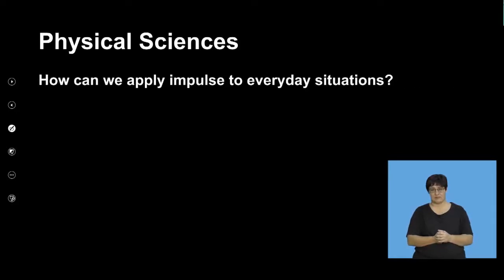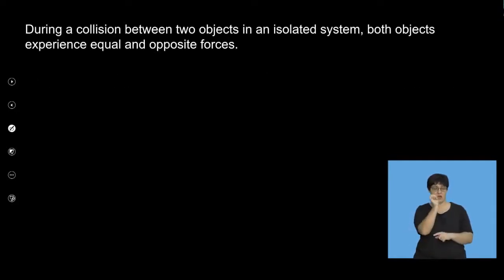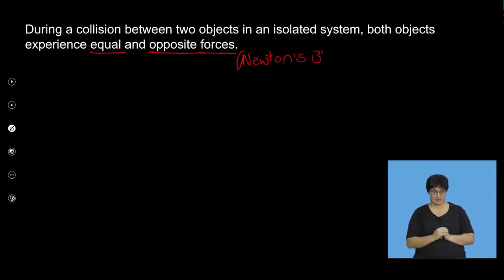So, during a collision between two objects in an isolated system, both objects experience equal and opposite forces. Why? Newton's third law. Oh, there we go. Newton's third law. Okay, this is what I'm trying to get.